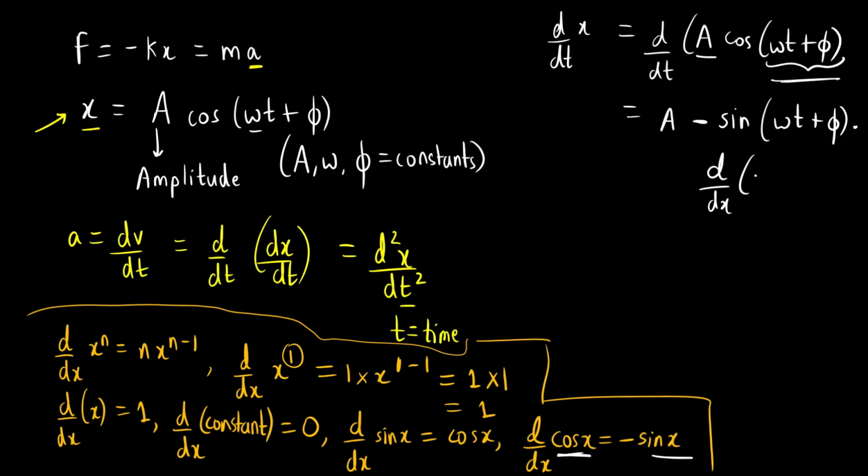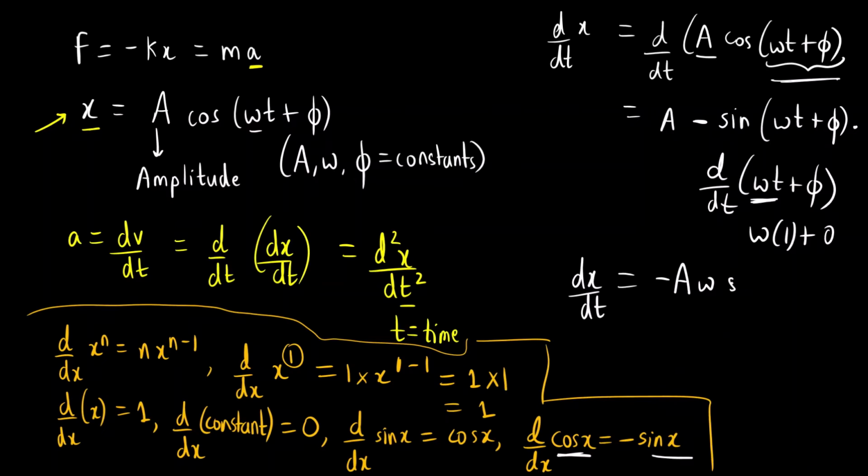Okay, the derivative of omega t plus phi, with respect to time, right? Omega is a constant, and the derivative of t with respect to t is 1. So omega into 1, plus phi is a constant, so it will be 0. So what we got is omega. So the final expression for the first derivative of displacement is minus a omega sine omega t plus phi.